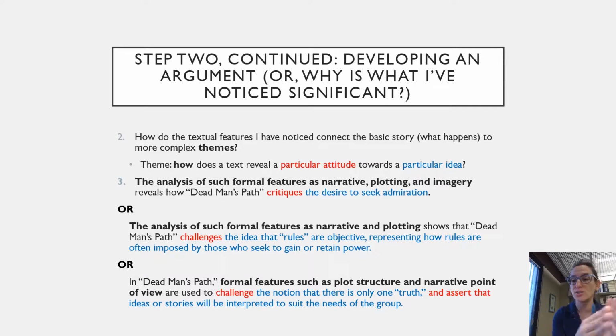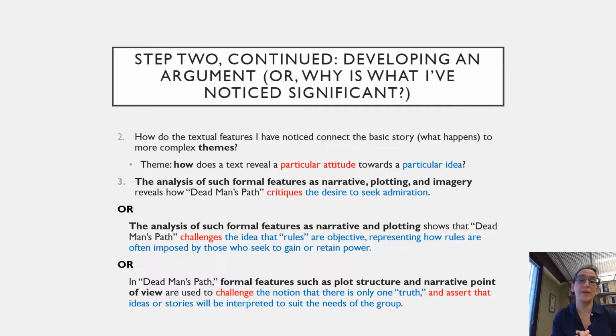So number 1 is that the analysis of such formal features as narrative, plotting, and imagery. So that's where, you see, I've color coded it here. In bold, these are the features that I'm going to be looking at, right? So that's the narrative, plotting, and imagery. They reveal, right? There's my active verb there. They show how Dead Man's Path, my cultural object, critiques, that's my attitude, the desire to seek admiration. So critiquing the desire to seek admiration is the theme that I'm saying all of these features show. Okay, so that's one argument.